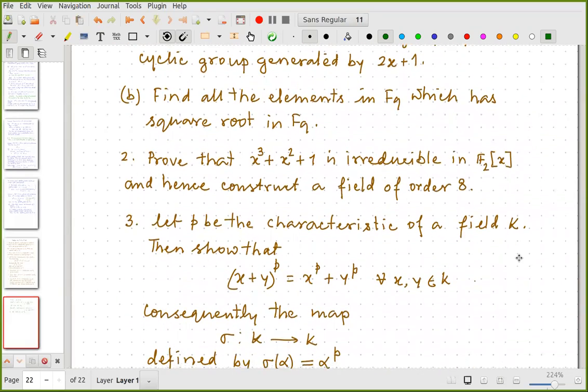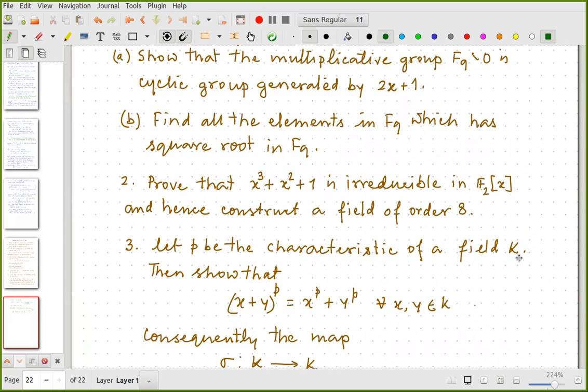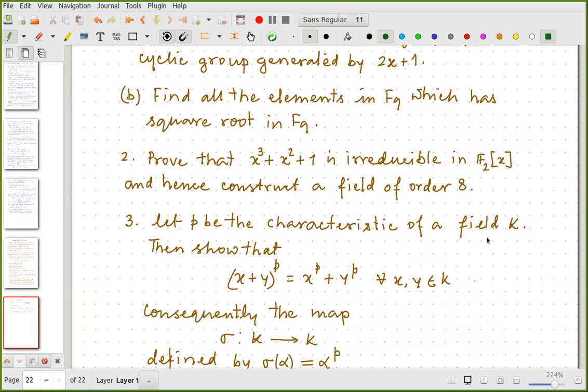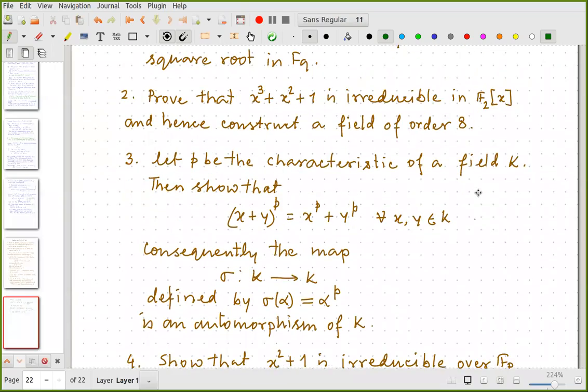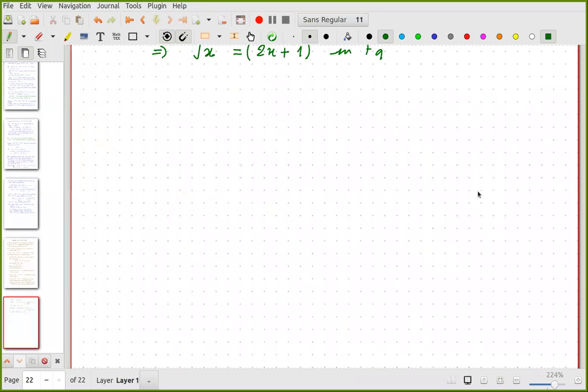Okay. Then let's try the second one, which says that x cube plus x square plus 1 is irreducible in F2 of x, and hence construct a field of order 8. Once we prove irreducibility, we know how to construct. We will discuss both of these. So let's start with this polynomial.